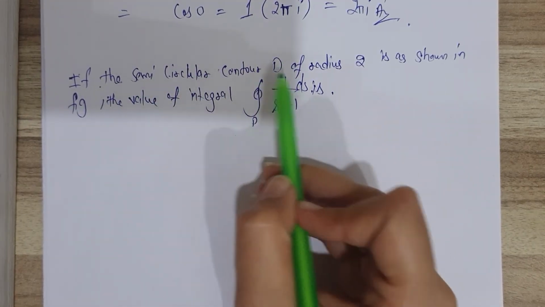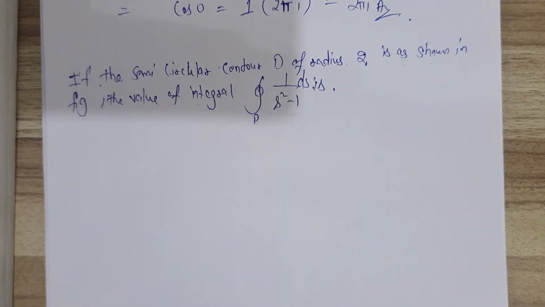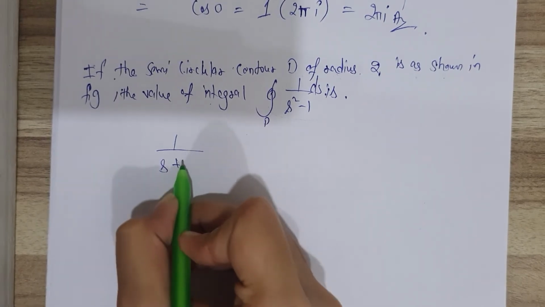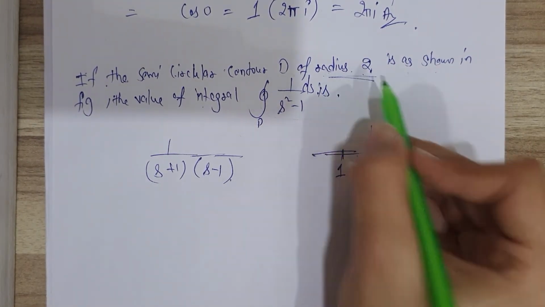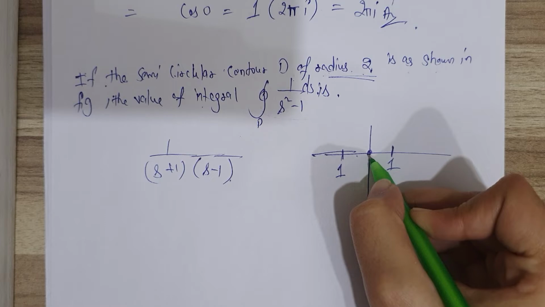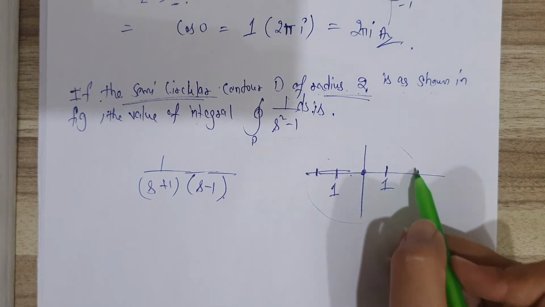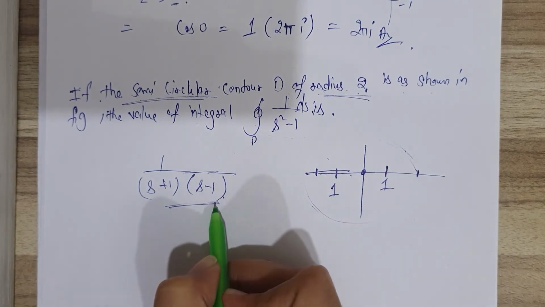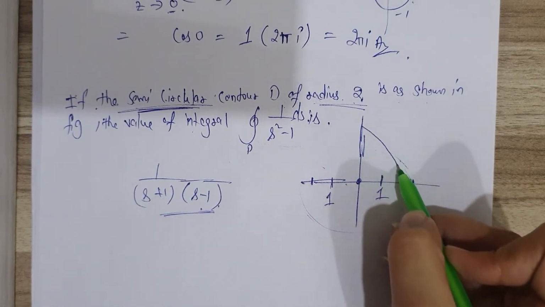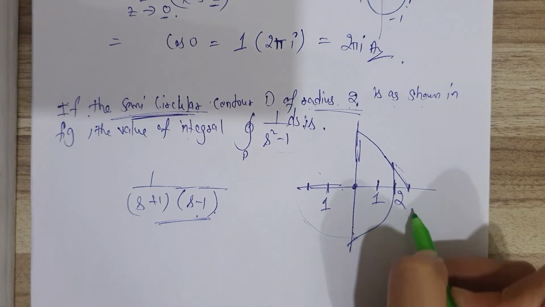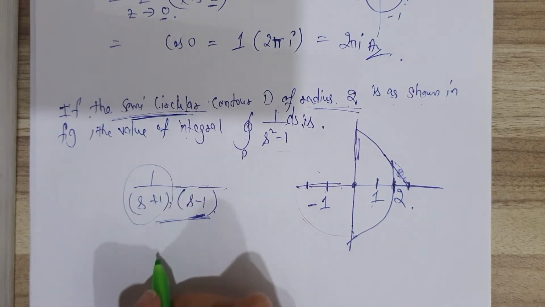Here, if the semicircle contour C of radius 2 is as shown in the figure, the value of the integral of this function is... It means that these are poles, with radius 2. They are not given the center, so it means that the center is 0. And one important thing, they are given that this is a semicircle. If this were a full circle, then it would be like this, and both these poles would lie in the circle. But here, remember that this is a semicircle. It means that here, assume that this is 2. So only this pole lies in the circle. So this is f(z).